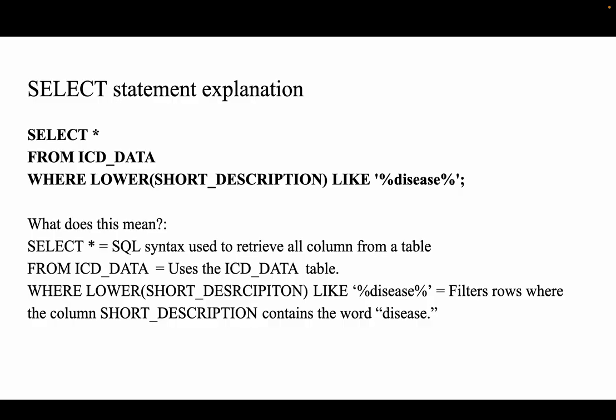And then afterwards, we finished it off with where lower in parentheses short description, like, and in between percentage signs, the word disease. Now that basically filters the rows where the column short description, basically column B, contains the word disease.